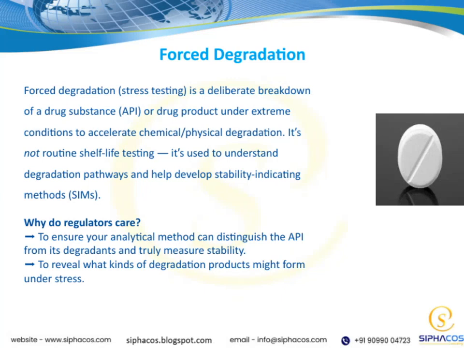Let's talk about forced degradation, also known as stress testing. This is a deliberate process where we break down a drug substance or drug product under extreme conditions. The goal here is to speed up the chemical or physical degradation processes that might happen over time. It's important to note that this isn't part of routine shelf life testing. Instead, it helps us understand how the drug degrades and what pathways it might follow. This understanding is crucial for developing stability indicating methods, or SIMs, which are essential for accurate analysis.